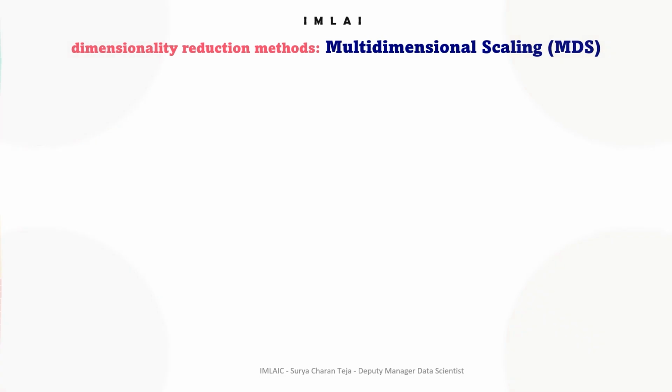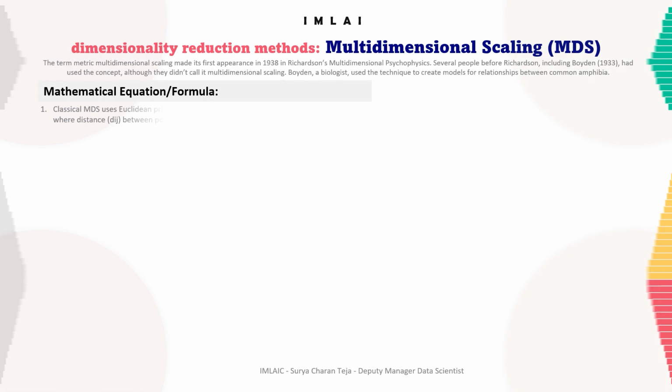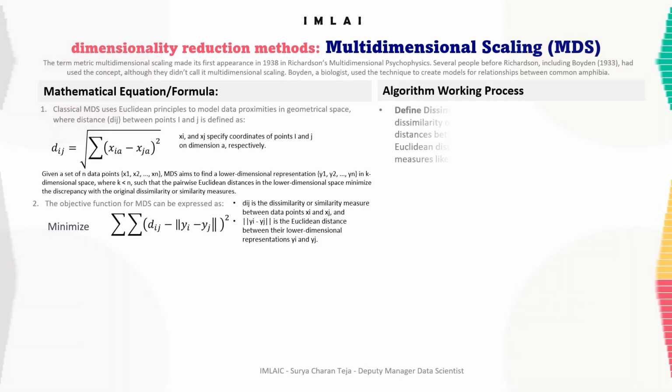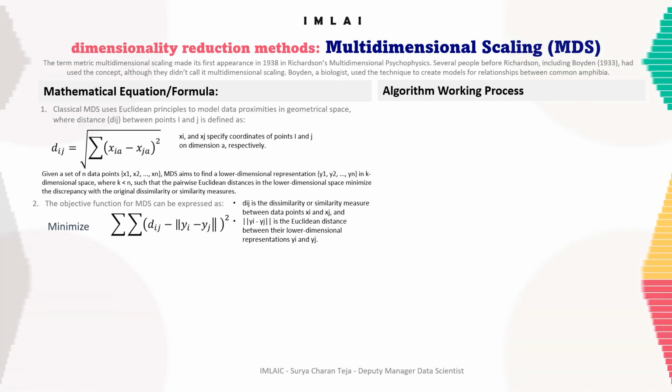So now let's move ahead with our understanding of multi-dimensional scaling. We have seen and understood the mathematical parts of it. Now it's time to look into the algorithm working process. The typical steps involved in MDS are as follows. The first one is define dissimilarity or similarity. Choose an appropriate dissimilarity or similarity measure to quantify the pairwise distances between the data points.